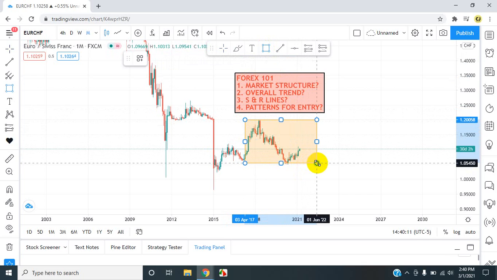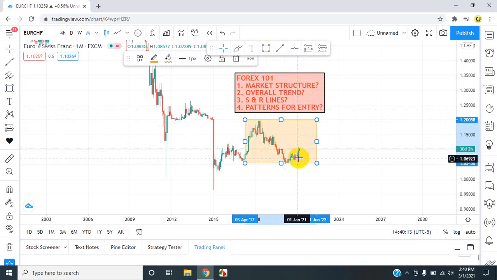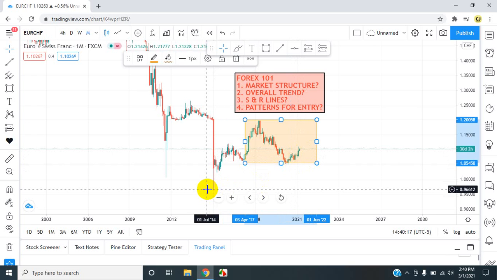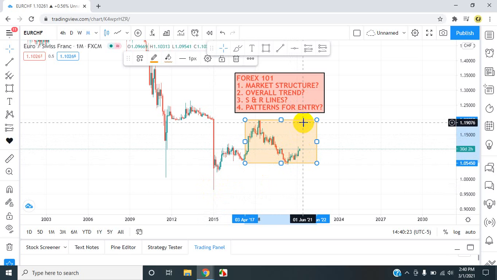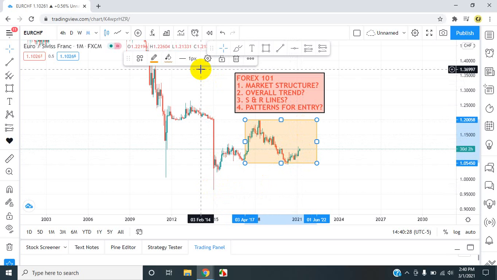So with this drawing right here, this rectangle, it shows that, okay, if the market comes down, it breaks our rectangle, it's going to head somewhere down here. If it keeps on going up the way it looks like it will, then it's going to try to reach the top of our rectangle for higher highs.